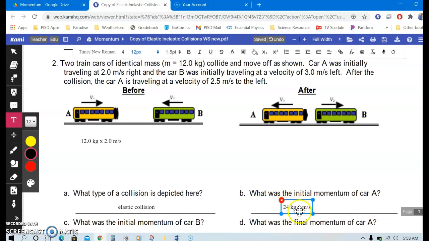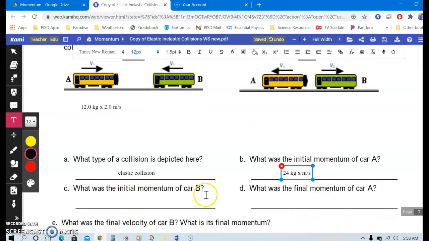And actually, that's correct, it's 24 because we have 2 sig digs here, 2.0, so we only have to have 2 sig digs there. All right, now we go down to the next one. What was the initial momentum of car B?